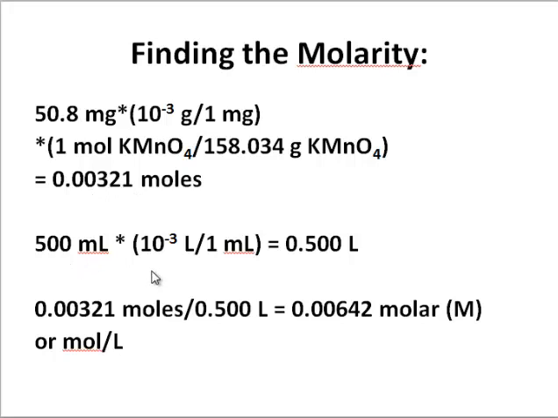500 milliliters can be converted to 0.5 liters by multiplying by 10 to the negative third liters per milliliter. Once we have moles and liters, we divide the moles by the liters to obtain 0.00642 molar, big M, or mole over liter, moles per liter. So the molarity is 0.00642, and we can express that as 0.00642 molar, or 0.00642 big M, or 0.00642 mole per liter.